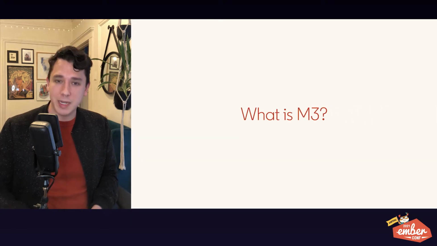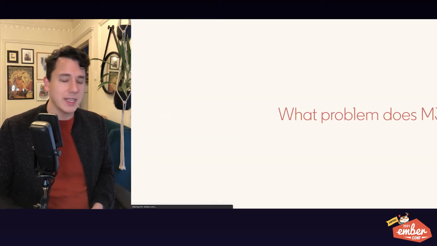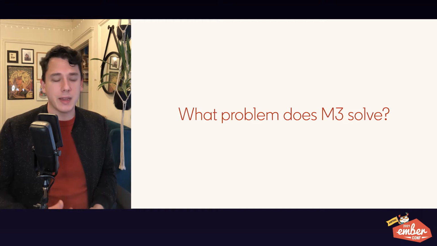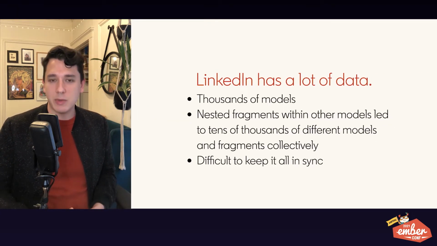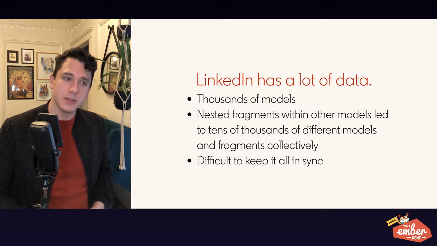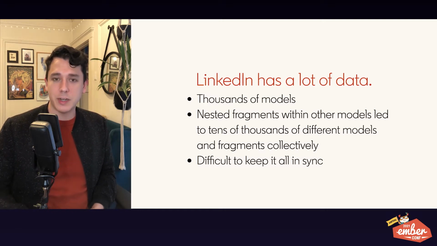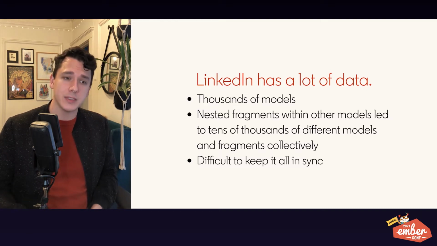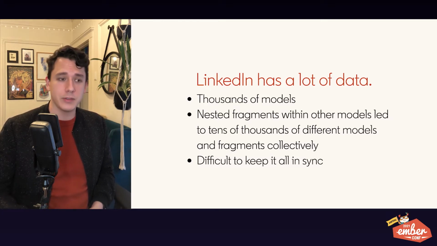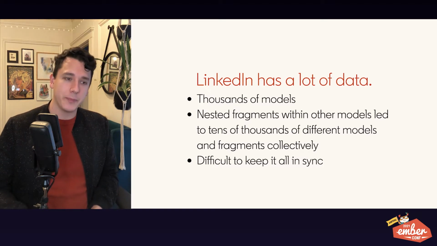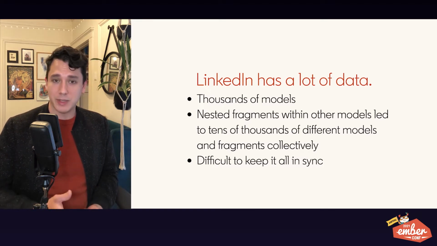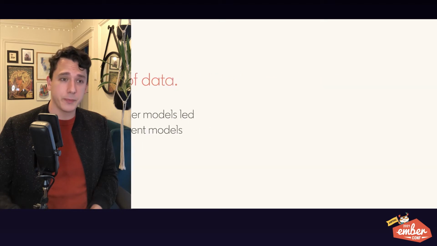First off, what is M3? Well, I think it's best to understand M3 by understanding the problem that it was trying to solve. At LinkedIn, we have a lot of data. We have thousands of models, and those models are very complicated with nested fragments within them, leading to tens of thousands of different models and fragments all over. That is very difficult to keep in sync in general with our ever-changing API layer.